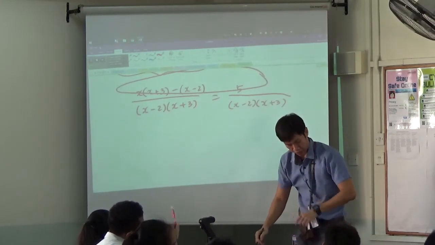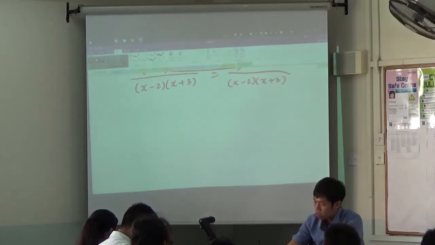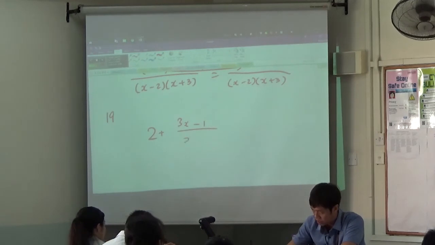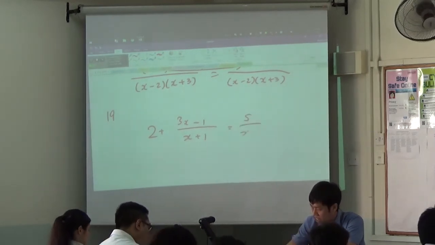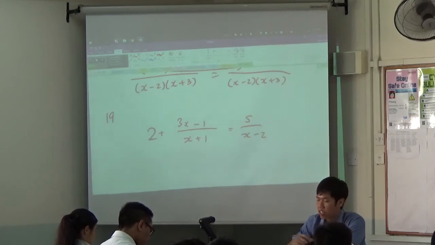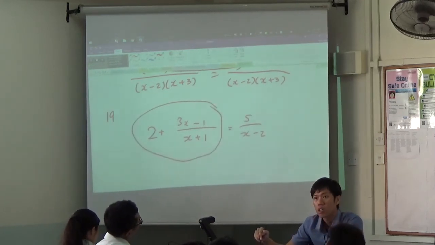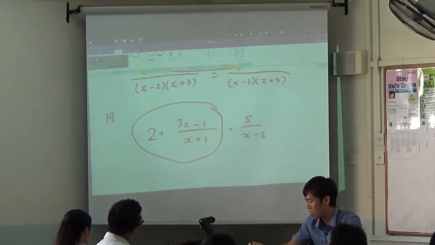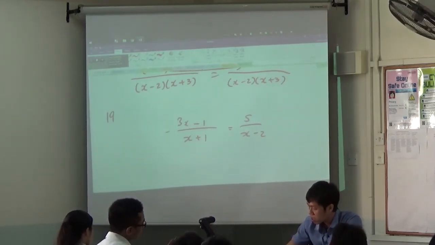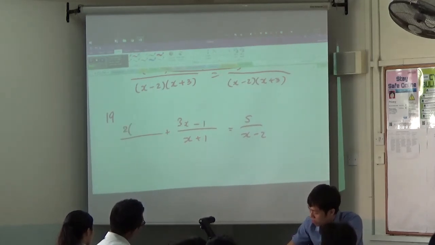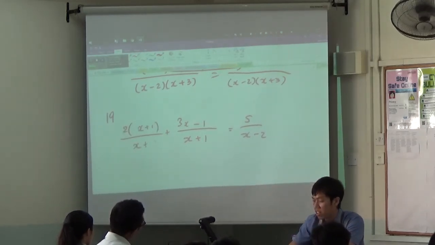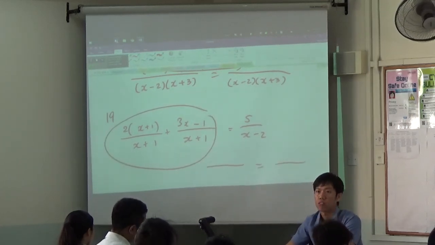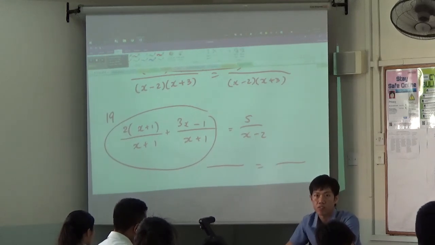Now another type. Try it 19. We've got 2 plus 3x minus 1 over x plus 1 equals to 5 over x minus 2. What does your primary school maths tell you about these two? Make the denominator the same. Is it difficult? Okay, so we've got 2 times x plus 1 over x plus 1, right? So we can combine. And then we'll end up with a fraction equals to another fraction. Right? And you can solve it again.